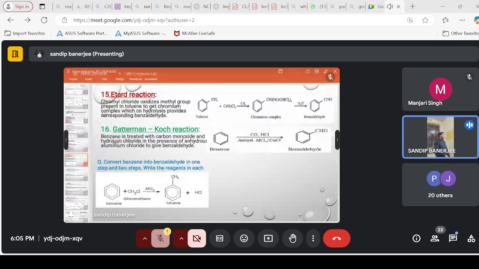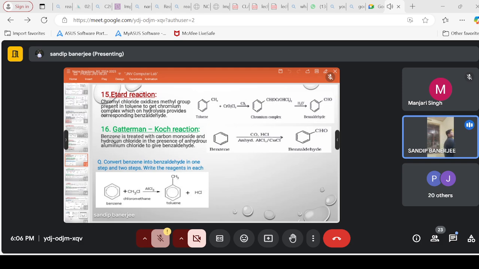Now, the next reaction is your Etard reaction. The Etard reaction is the same: you want to produce the aldehyde, not the ketone. But here the starting material is a hydrocarbon, not any kind of acyl chloride or aliphatic chloride, etc.